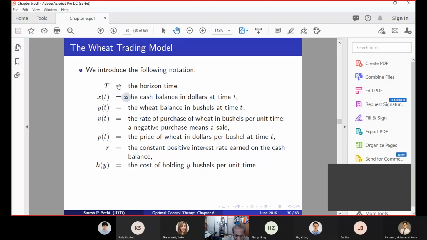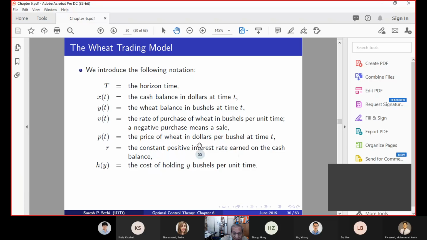Okay, so T is the horizon time. X(t) is the cash balance in dollars at time t. Y(t) is the wheat balance in bushels at time t. V(t) is the rate of purchase of wheat in bushels per unit time. Negative purchase means a sale. P(t) is the forecast of the price of wheat in dollars per bushel at time t. This forecast is deterministic because we are doing deterministic control right now. And the idea is buy low, sell high. We want to optimize our profit. And so we will show that that is what happens.